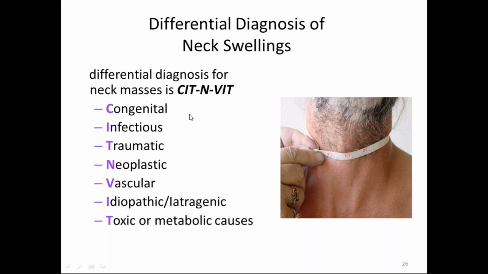Definitely congenital. Next, either due to any of the infections, it might be a trauma leading to hematoma. Next, malignancy, neoplastic, vascular aneurysms, idiopathic or iatrogenic, toxic or metabolic causes. So these are the basic etiological causes.